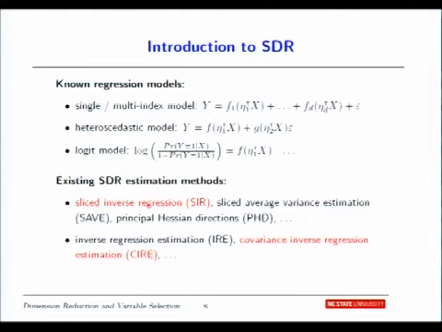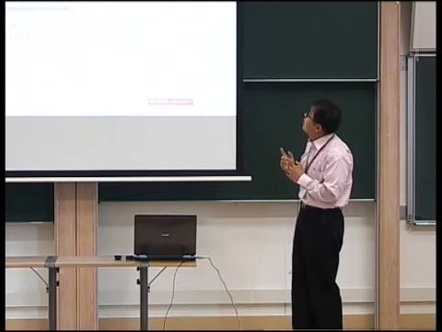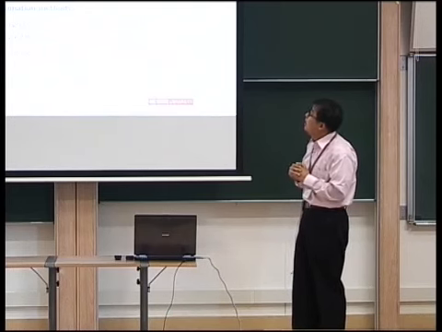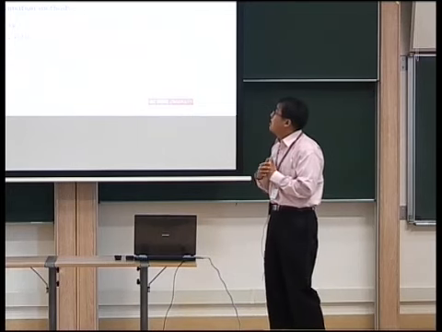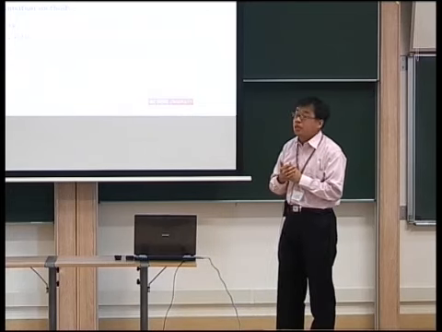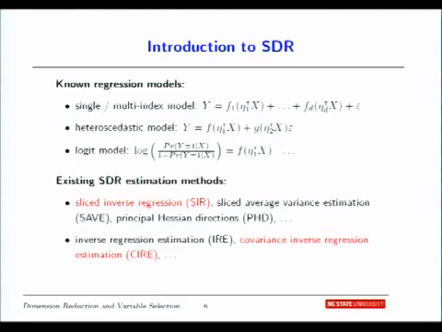Like the first one is a single index model or multiple index model, where in that case you can see the central subspace is spanned by those columns eta 1, eta 2, up to eta d. It also covers a heteroscedastic model where in the second example the central subspace is two-dimensional, spanned by eta 1 and eta 2.